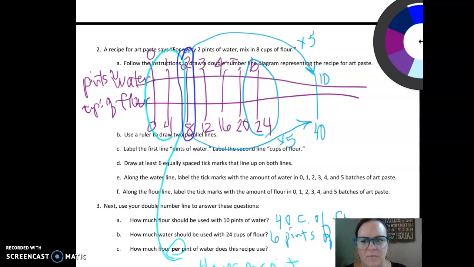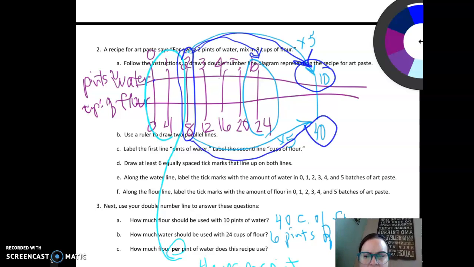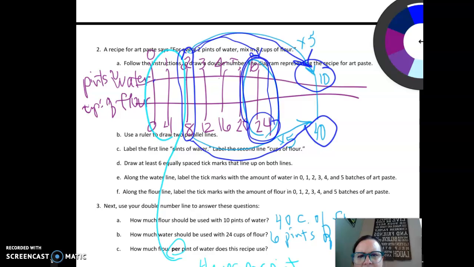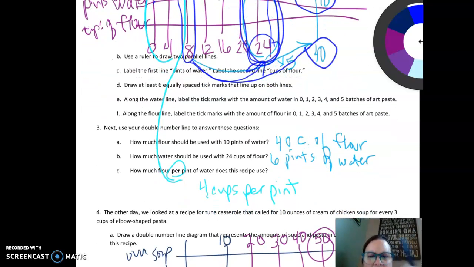All right. How much flour should be used with 10 pints of water? So if I just take the 2 and I multiply by 5, I get 10 right here. And then I have to take the 8 times 5 and I get 40 cups of flour. How much should be used with 24 cups of flour? So I'm going to take the 24 here, and I've already correlated it with the 6. If I want to double check that, I can take 2 times 3 is 6 and 8 times 3 is 24.